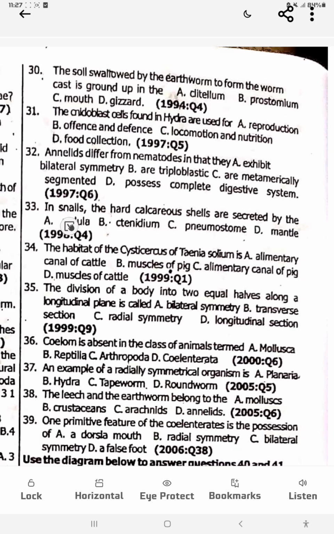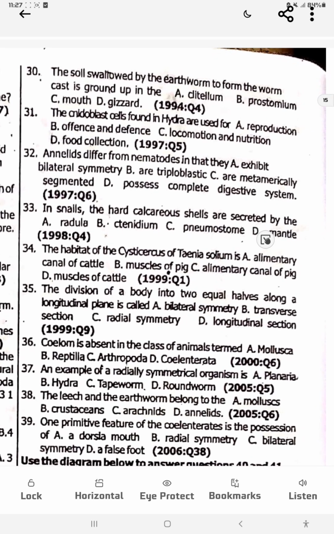33: in snail, the hard calcareous shell is secreted by, don't forget, the mantle. 33 is option D, the mantle. We've touched this one before, around number 13 and 21 or so.